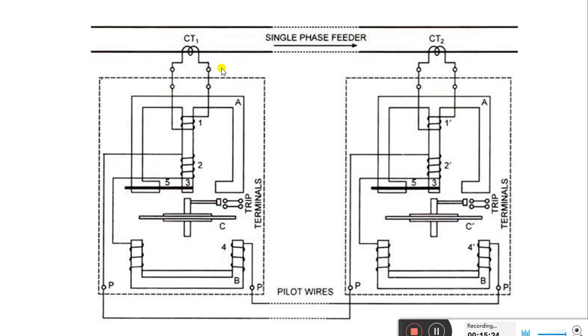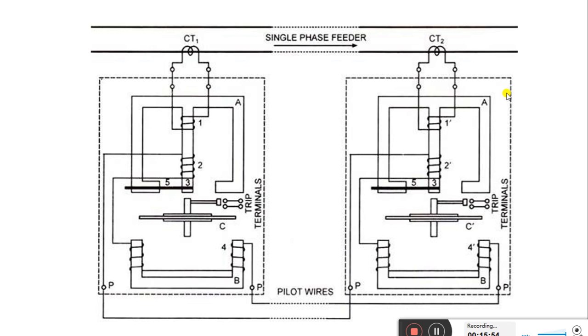So there will be induction effect from CT1 and CT2, and this induction effect will induce a voltage in the 1 and 1 dash coil, and its effect will also be observed in the adjacent coils which are connected just below the 1 and 1 dash coil, that is called the 2 and 2 dash coil in both relays.